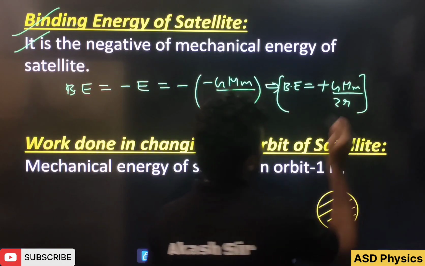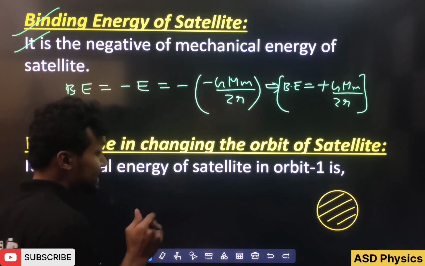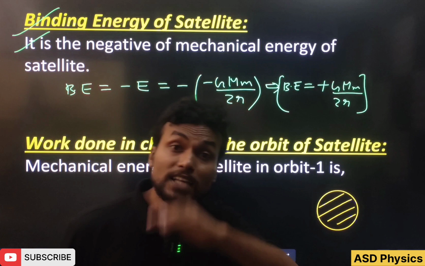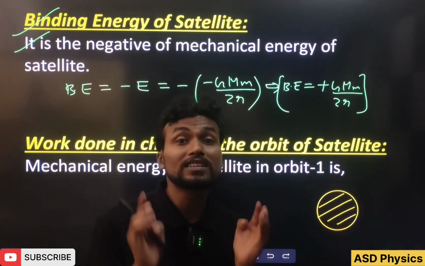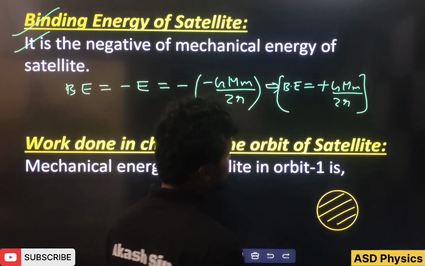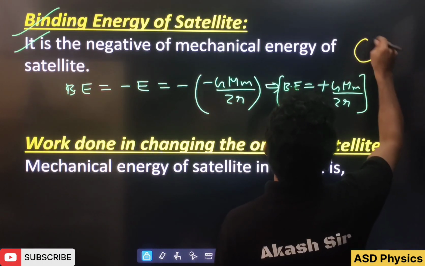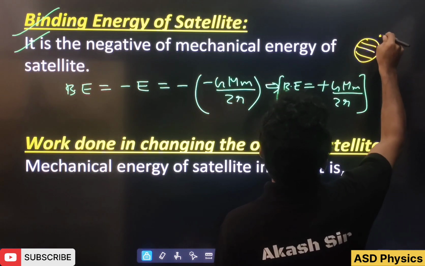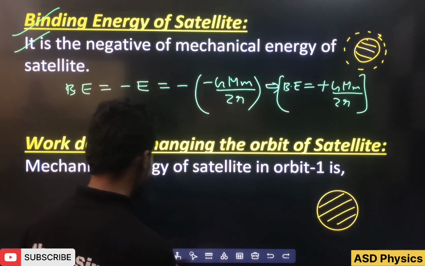Okay, but now what is the actual meaning of this binding energy? As I told you students very well, in the interstellar space, that means outside of the gravitational field of the planet, their minimum total energy is 0. And here what I am telling you, let's take for example backside also. Okay, we'll see now here. See please, this is the planet now, and here one satellite is there, it is revolving, and its total energy is negative.